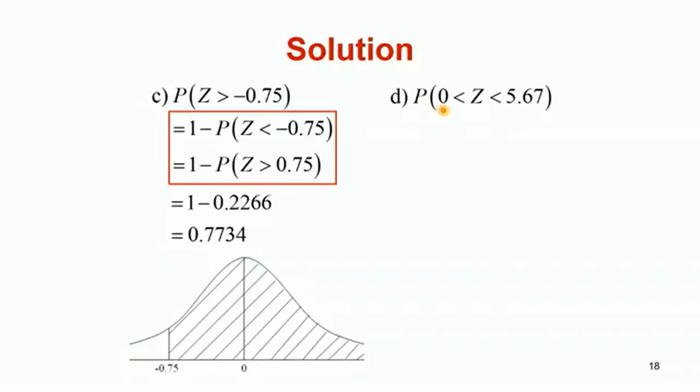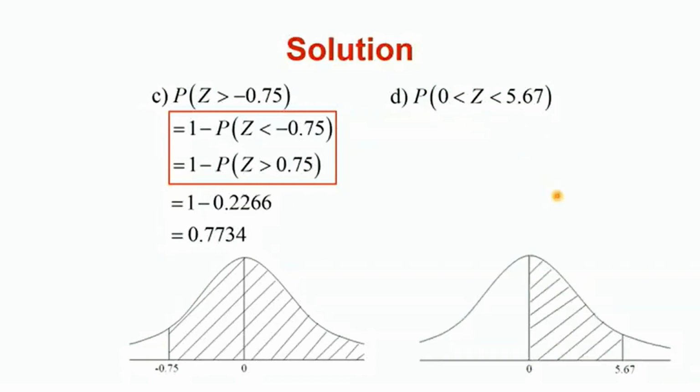If the value is between 0 and the large value of z, 5.67, when we have values of z more than 4, the probability is very, very small. For example, if you go to the table, maybe you cannot find the value of z 5.67 in your table. It means the value is too small, and you can consider this part, more than 5.67, to be approximately equal to 0.